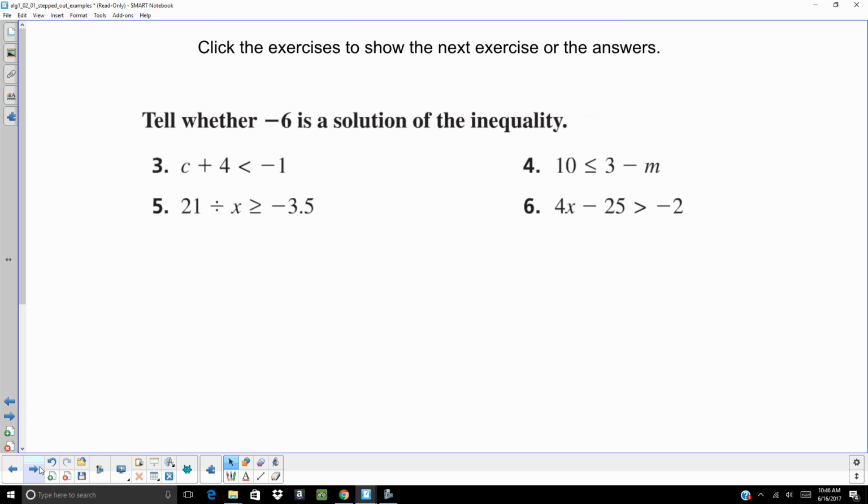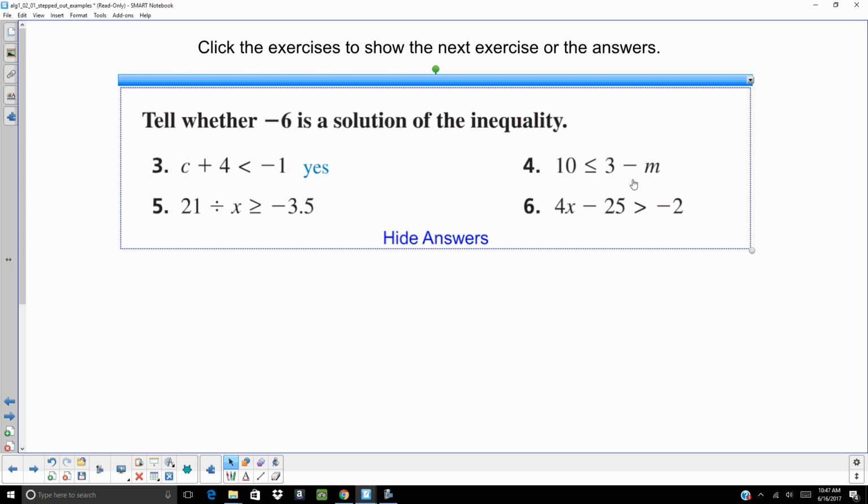All right, take a second, hit pause, try these 4 on your own. When you are ready to check your answer, hit the pause button again. The first one is yes. Number 3 is yes. Number 4 is no. Number 5 is yes. And number 6 is no.